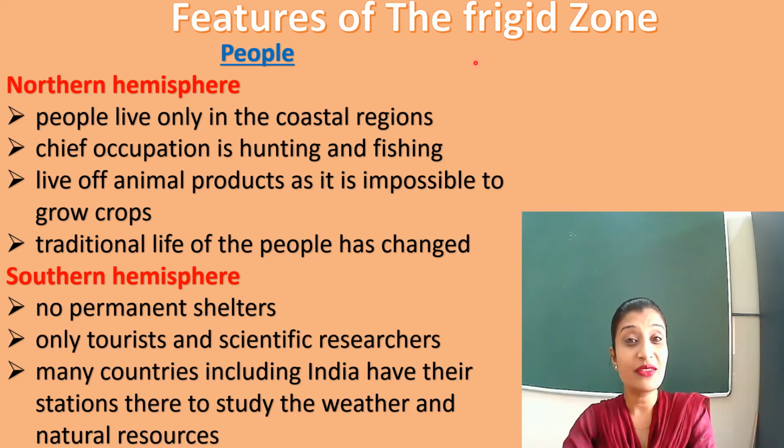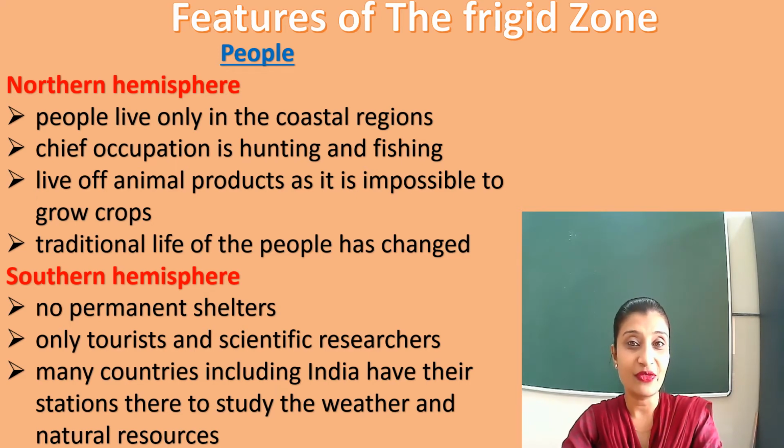In the northern hemisphere, people live only in the coastal regions. Coastal regions means places near the sea. Their main occupation would be fishing and hunting. Now tell me, why do people live near the sea and not far away from the sea? Yes, because the other places are frozen. So there is nothing to eat in such places. So in order to get food, people live in the coastal regions where at least they get seafood to eat.